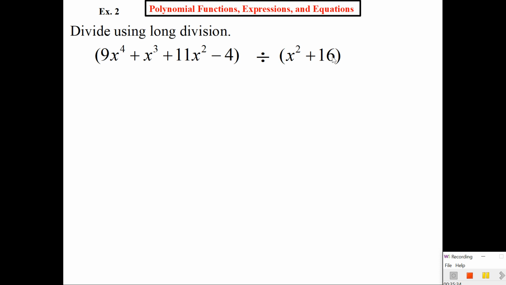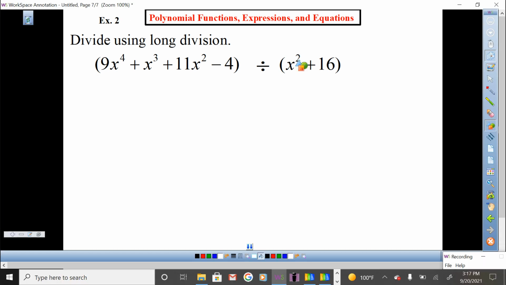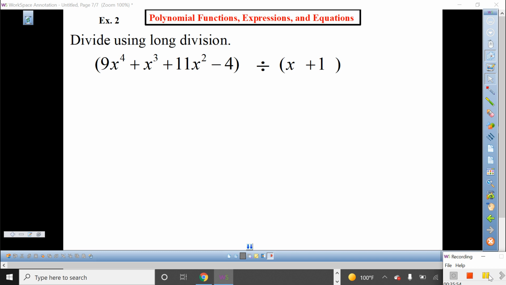Write this down. Let me get rid of this and that. 9x to the 4th plus x cubed plus 11x squared minus 4, divided by x plus 1. I'll give you a head start. See how you do by yourself. Ready? Go.